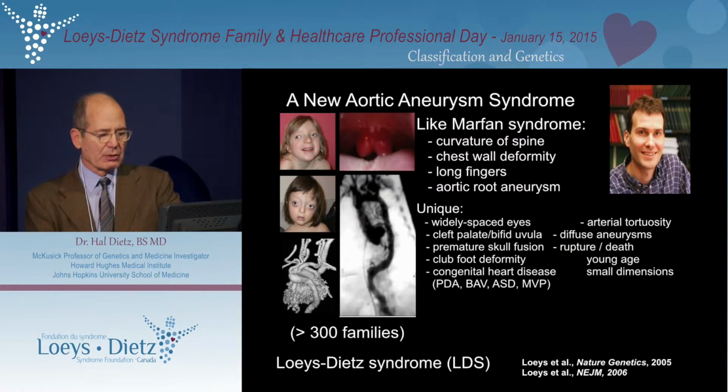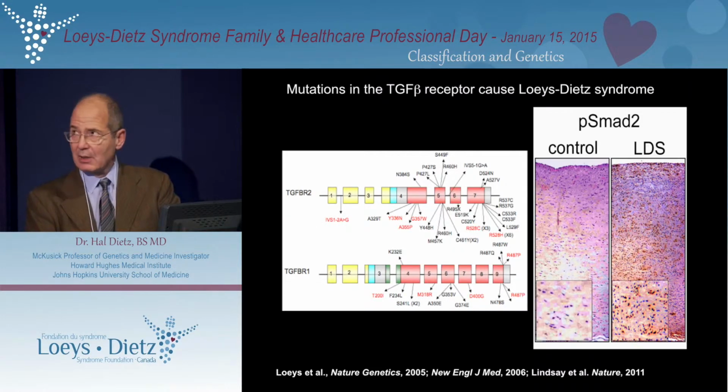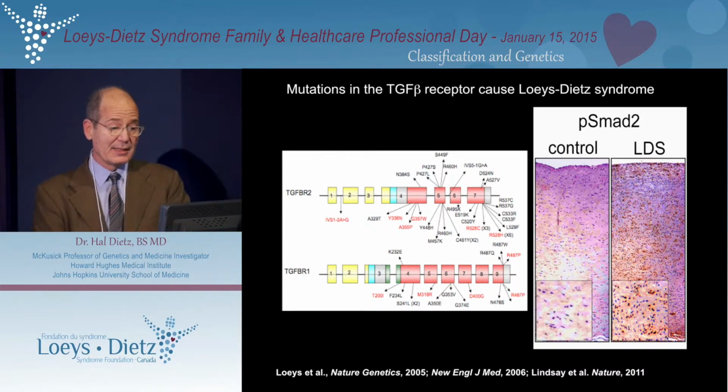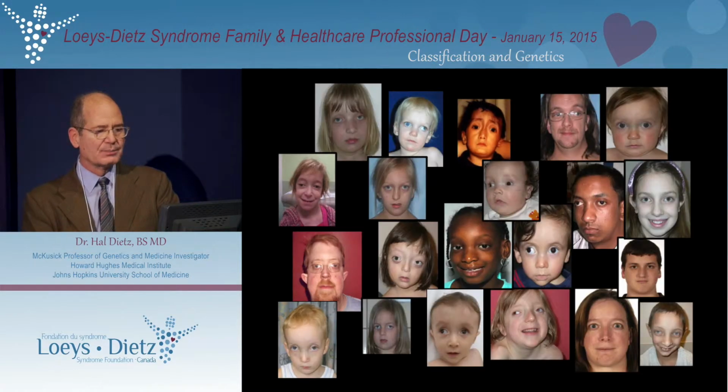So, we all have recently heard about Loeys-Dietz syndrome, that it has many features that overlap with Marfan syndrome, also many unique features, prominently including craniofacial and vascular differences from Marfan syndrome. We recently talked about the fact that this condition initially was shown to be caused by mutations in either the type 1 or type 2 TGF-beta receptor subunits, and that it associates with high TGF-beta signaling in the vessel wall.